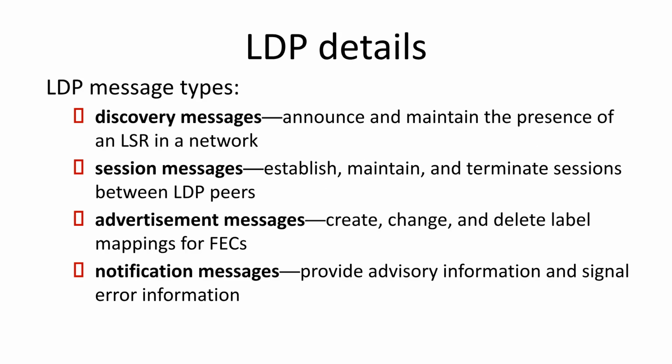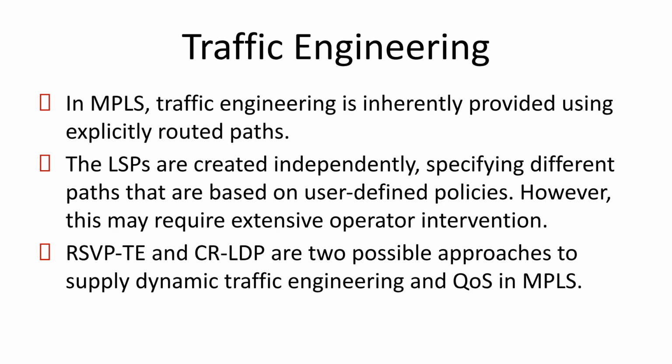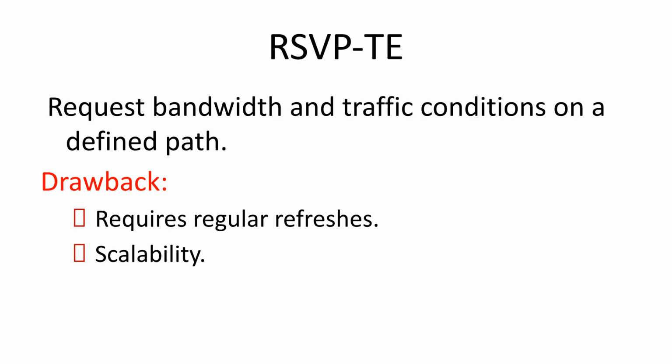LDP uses four types of messages: discovery messages, session messages, advertisement messages for label mappings, and notification messages for advisory and error information. Traffic engineering in MPLS is inherently supported using explicitly routed paths. LSPs can be created independently based on user-defined policies. RSVP-TE and CR-LDP are two approaches for providing dynamic traffic engineering and QoS.